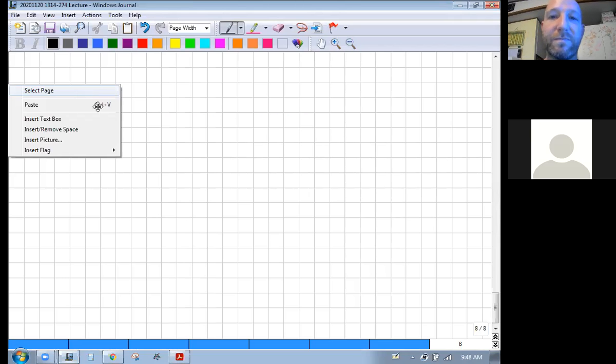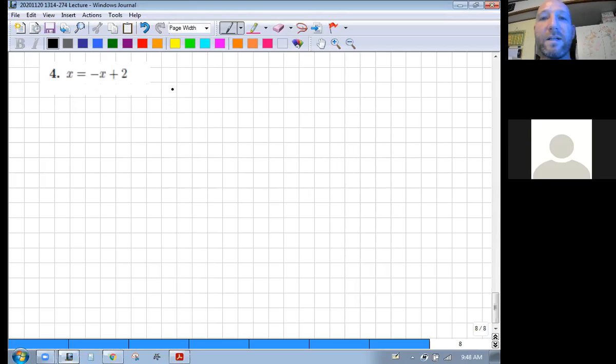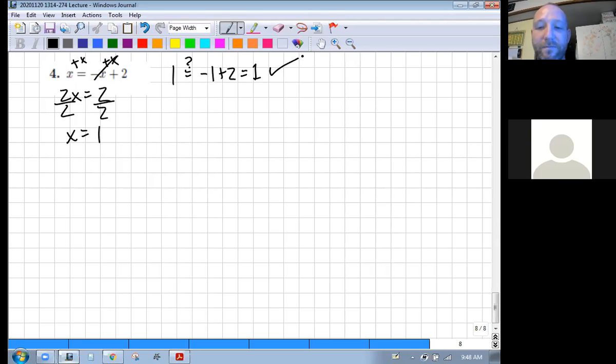We can do a couple. We have to solve for x. Let's add x to both sides. So that goes away. x plus x is 2x equals 2. Divide both sides by 2. x is 1. Check our work. Plug a 1 in for x. Does this equal negative 1 plus 2? Yeah. Works out. Should always check our work if we can.